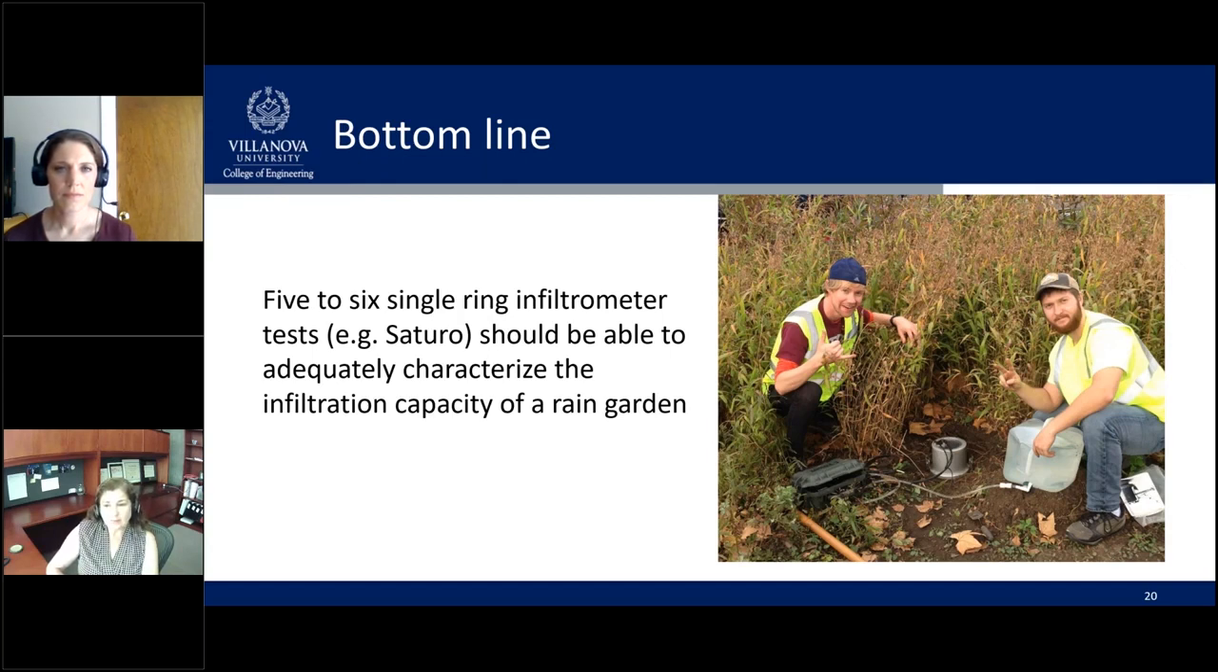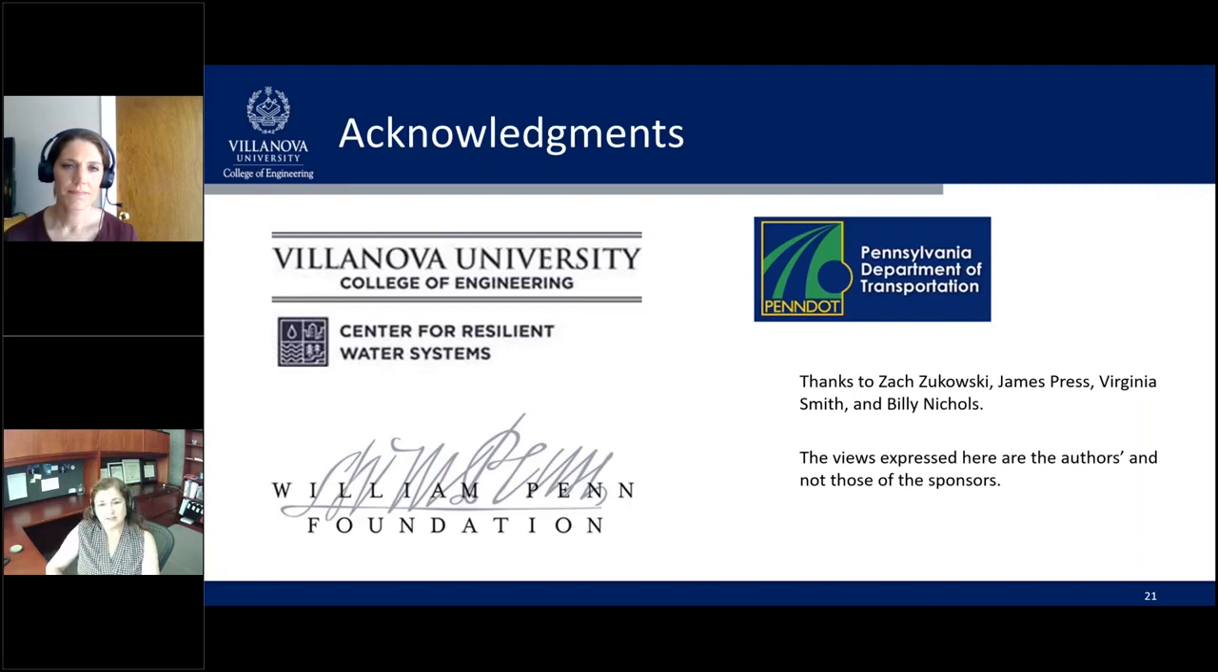So if we compare that back to what we were calling the gold standard earlier of the double ring, where you can get through 1 a day or maybe 2 a day, if things are really going along perfectly and you've got endless supplies of water, this is a huge step forward, right? Being able to characterize the entire rain garden in 1 day with 5 or 6 different measurements is a huge improvement.